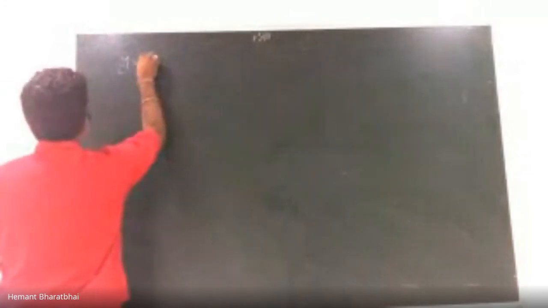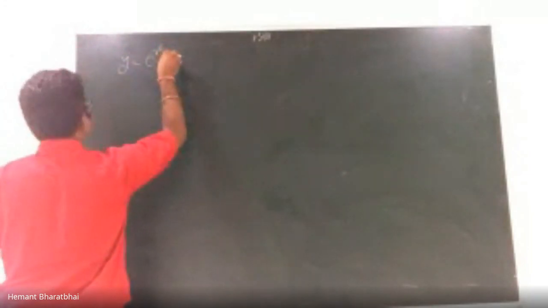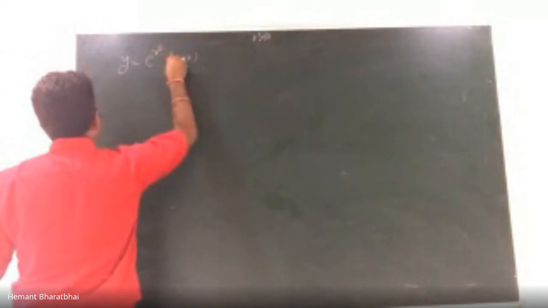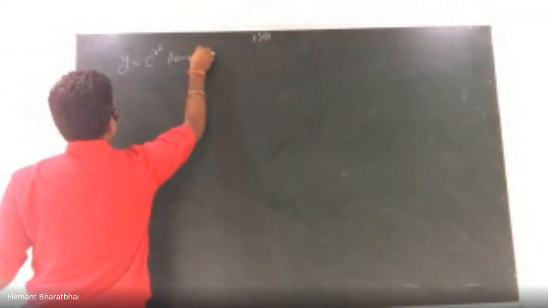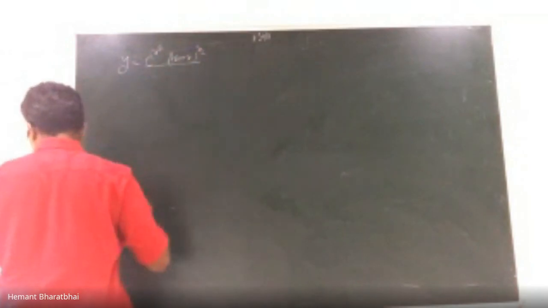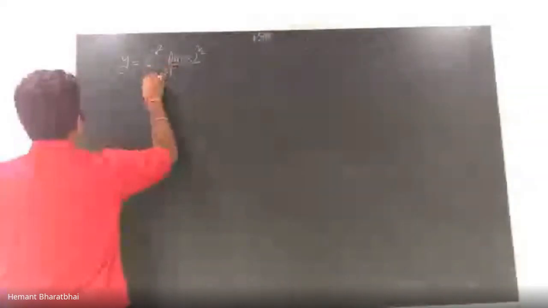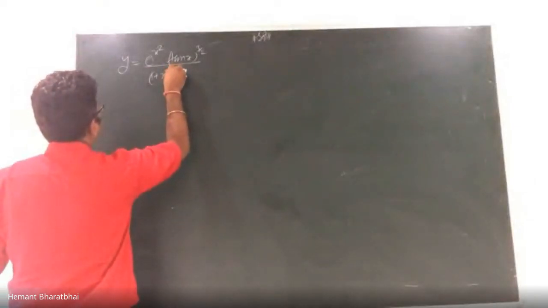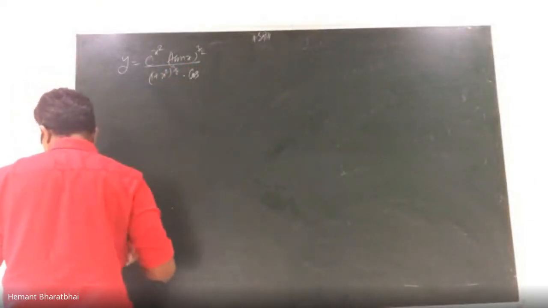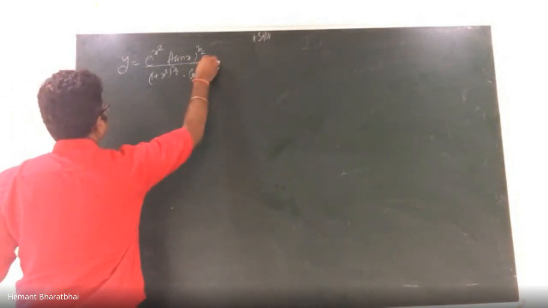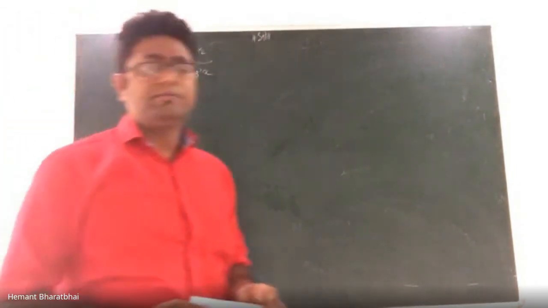I've been given y equals e raised to x square into tan x raised to 3 by 2, upon 1 plus x square raised to 3 by 2 into cos cube x. Now if I directly try to take the derivative over here, my entire exam time will get over, but I will not be able to solve this.